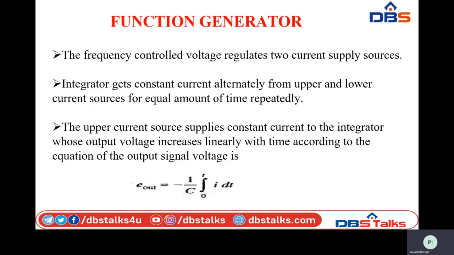Here this frequency controlled voltage regulates the two current supply sources. Here we have an equation by which the integrated output will be varied. Whenever the upper constant current source supplies the current, the output voltage of the integrator will increase linearly. According to the equation, E out, which is the voltage of the integrator, is minus 1 by C integral 0 to T I dt. Similarly, whenever the lower current source supplies the current, its value is going to be reduced.